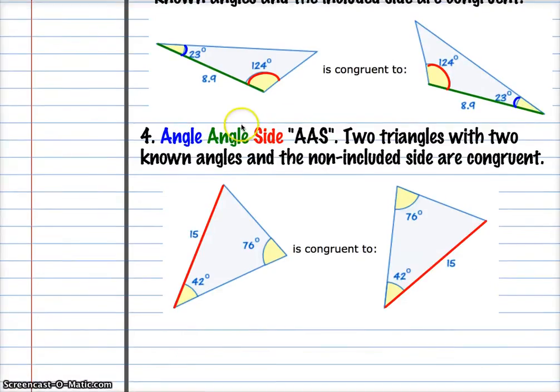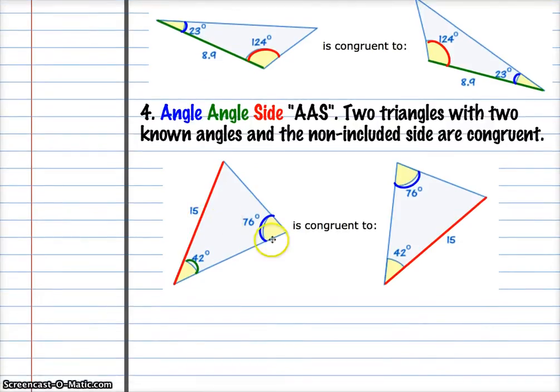The last one is angle, angle, side. So 2 angles, this one, 76 degrees, 42 degrees, my other green one's not showing up here, and lastly, this side. So 2 triangles with 2 known angles and a non-included side. Either one will work. It will force these 2 triangles to be congruent.